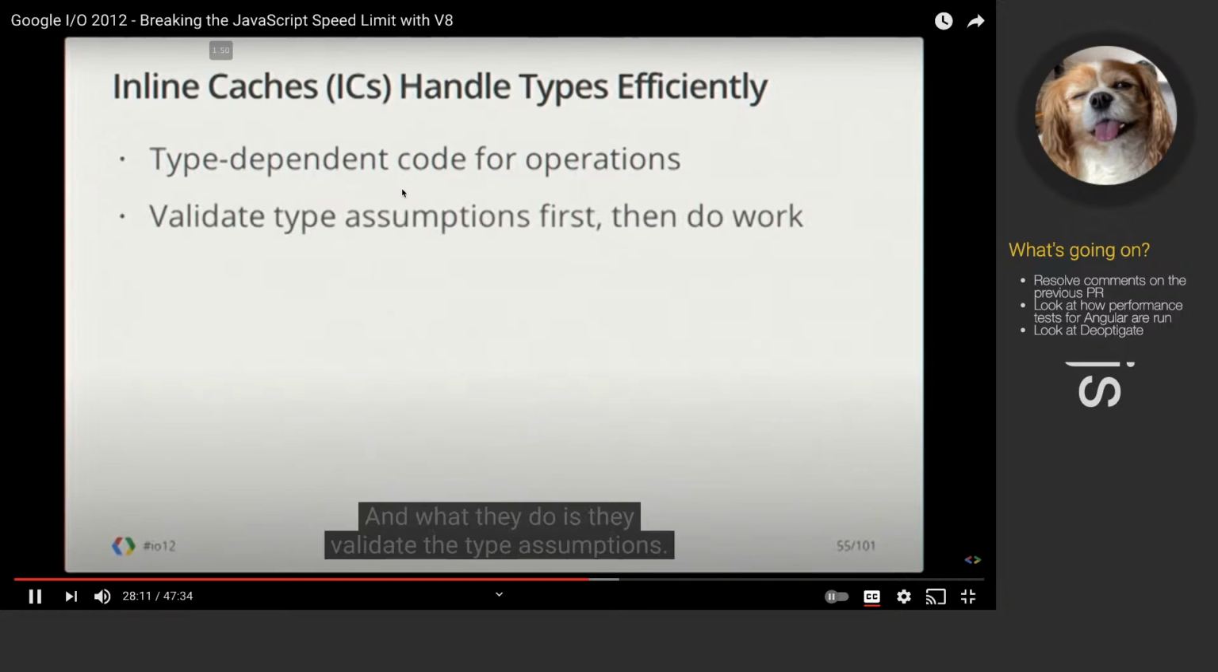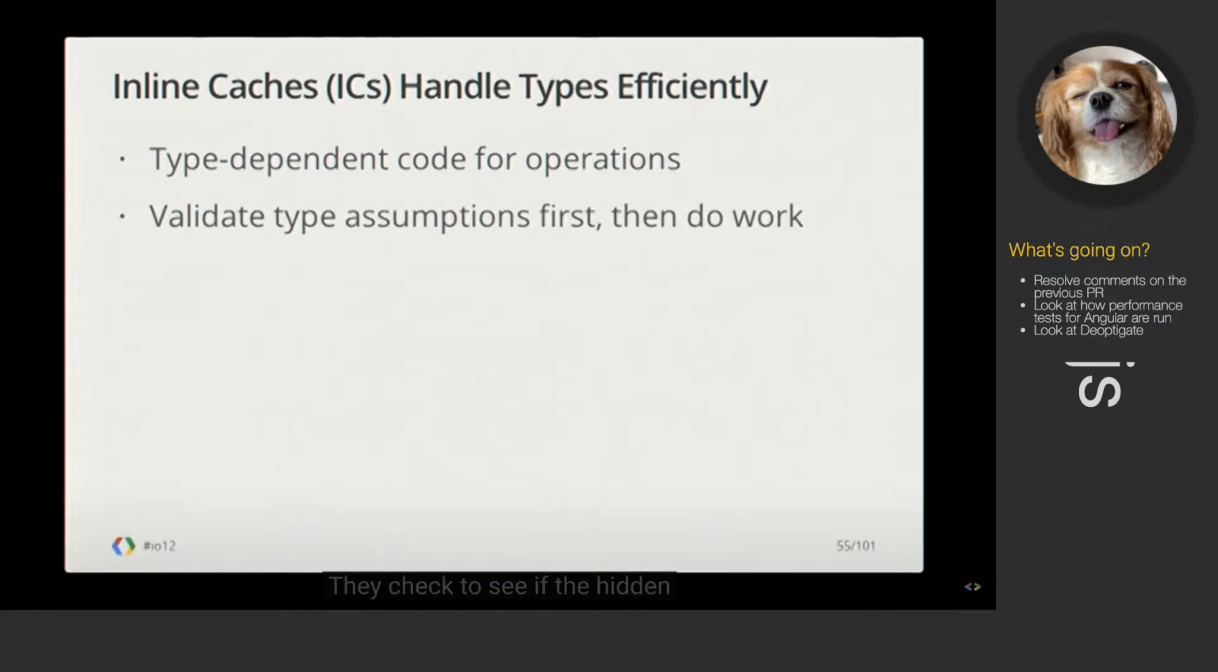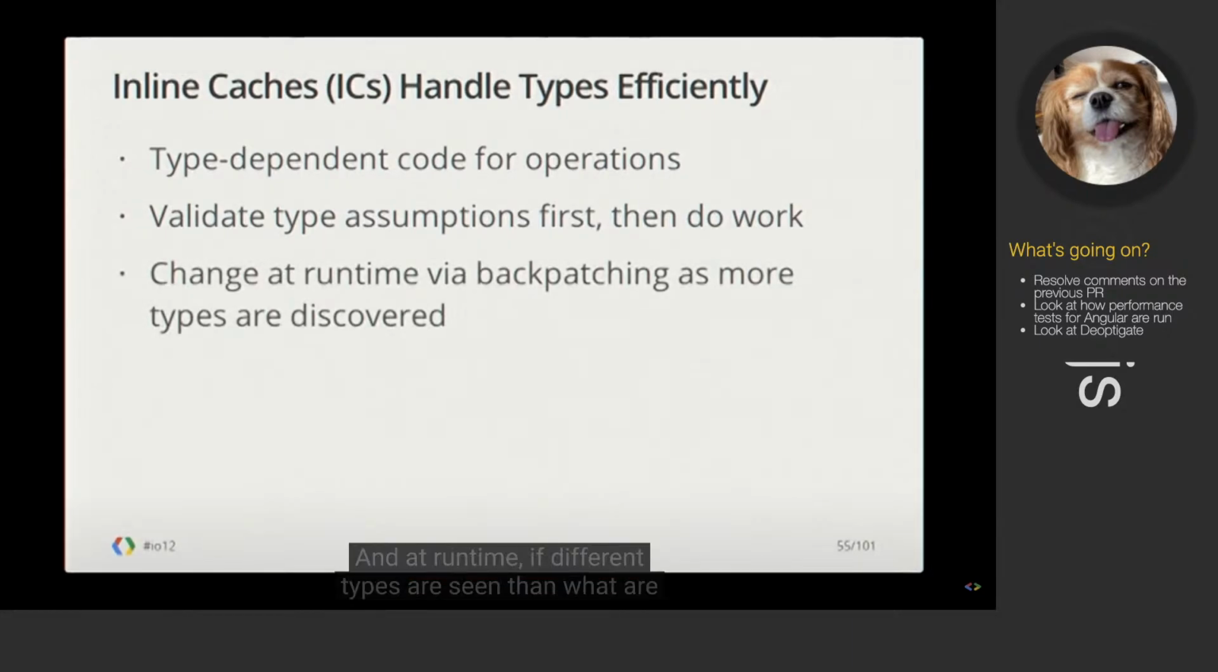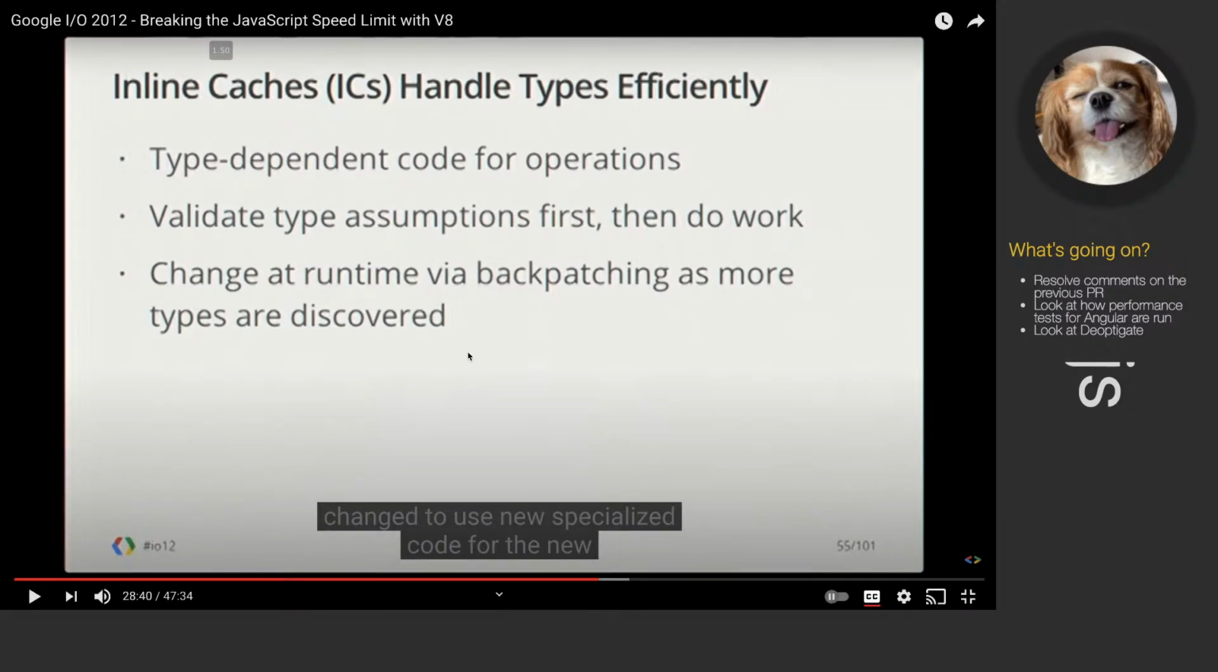And what they do is they validate the type assumptions. They get a couple of arguments in, they check to see if the hidden classes are as they expect, and if they are, then they know that the code that is in the IC is the optimal code for implementing that operation. If not, something has to happen. A new IC has to be generated that can handle the new type information. And at runtime, if different types are seen than what are expected, then through backpatching, the code is changed to use new specialized code for the new types.